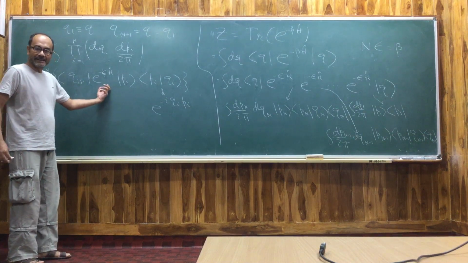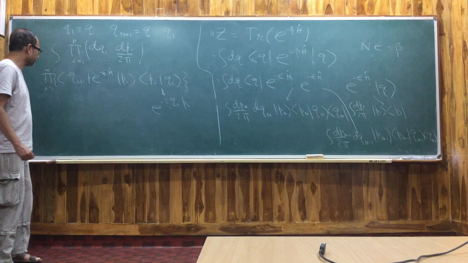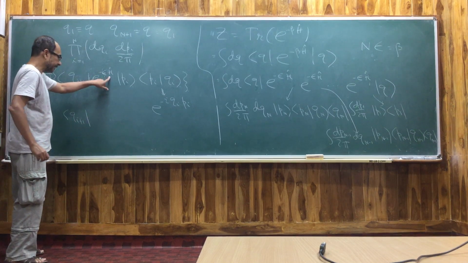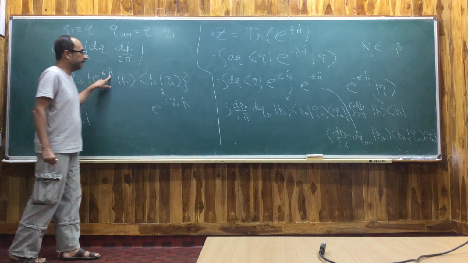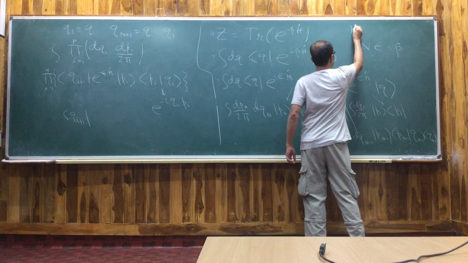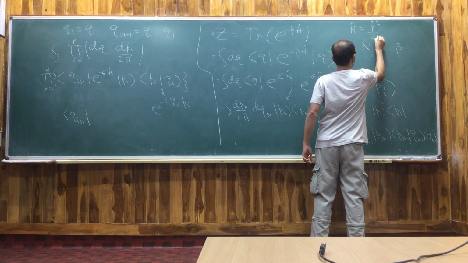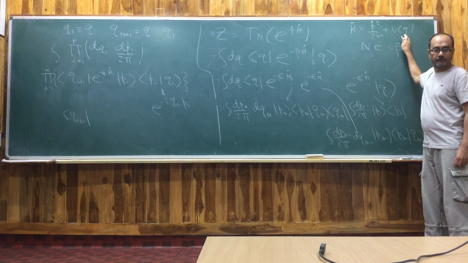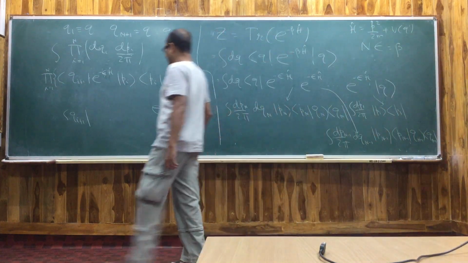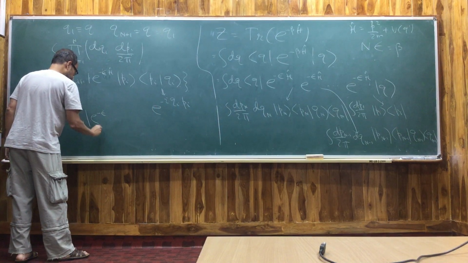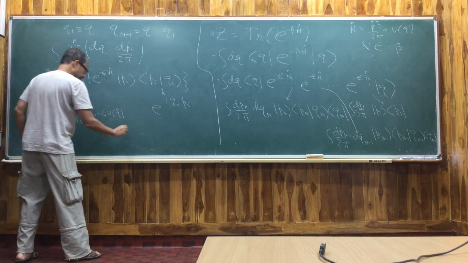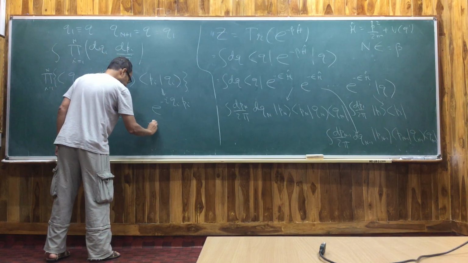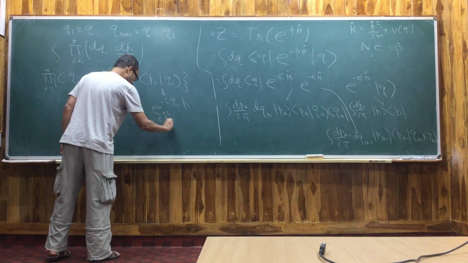Here you have to do a little more work to evaluate this. So let's write it in the following way. You see, this is qi plus 1 e to the minus epsilon h hat. So h hat is the sum of two terms: h hat is p hat squared by 2m plus v of q hat. So you have e to the minus epsilon times this. But I'll write it as e to the power minus epsilon times v of q hat, e to the power minus epsilon p hat squared by 2m.